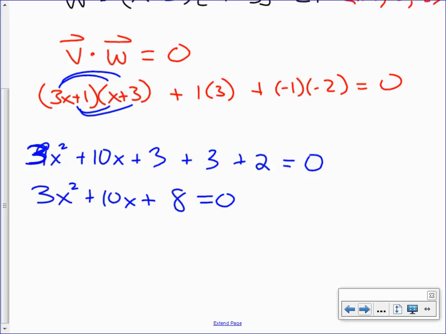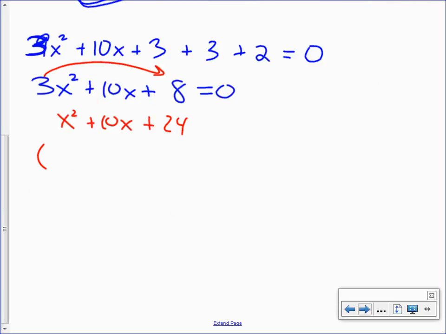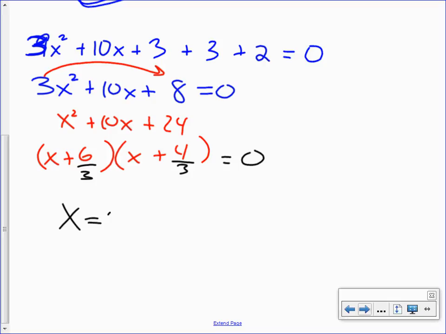Okay. Slip and slide and divide. Here we go. Plus 24, right? Break it up. x plus 6, x plus 4, divided by 3 equals 0. So I'm going to leave it in that form. What's x? Negative 2 and negative 4/3. So x is negative 2 or negative 4/3.